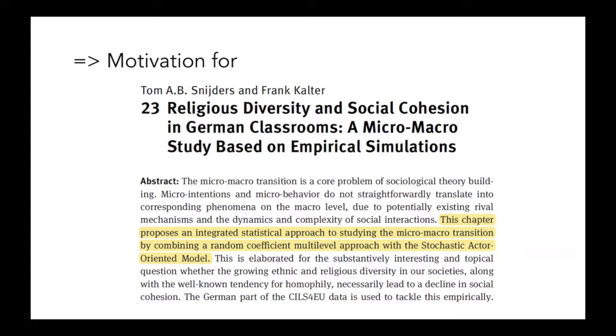What we propose in this paper is a more integrated statistical approach to address this general problem, these macro questions, and to study this very explicitly with this model. And this model is the stochastic actor-oriented model. Tom was very much interested in contributing an extension of this model to a longitudinal and a random coefficient approach. And that's what I will shortly give you some ideas about in the following.